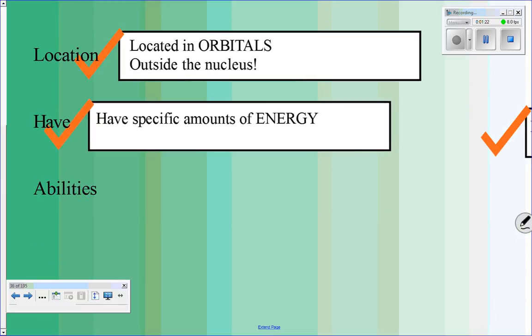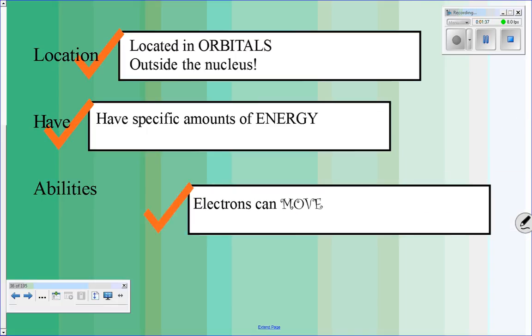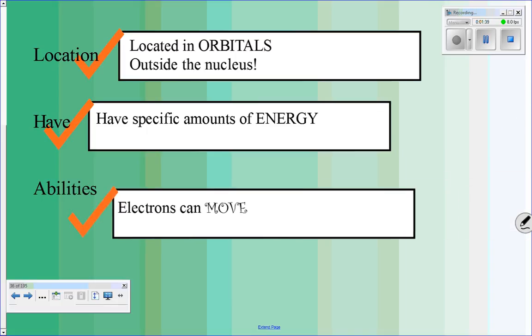Electrons have a specific amount of energy. Energy is related to location for electrons, so every single electron has its own little location and its own individual little energy. What makes them a little bit different from protons and neutrons is that electrons can move. They can move around within the atom outside the nucleus, and they can also actually move from one atom to another.